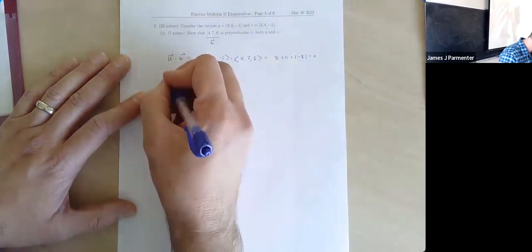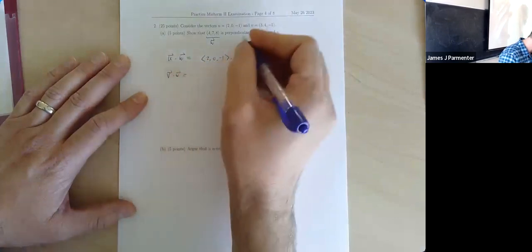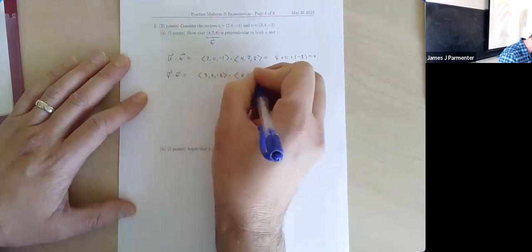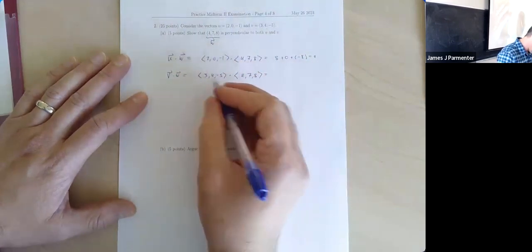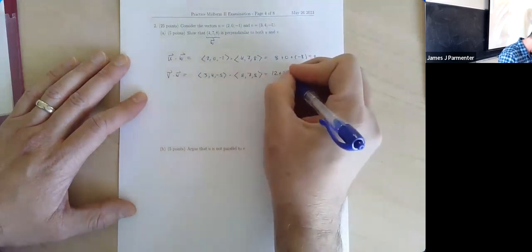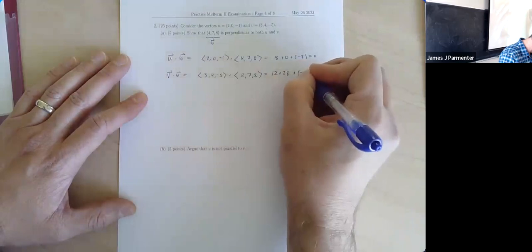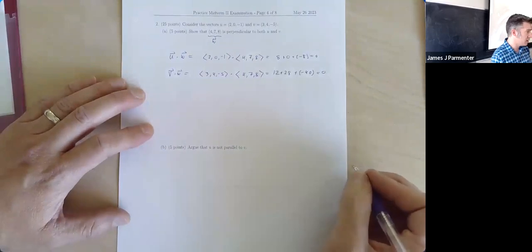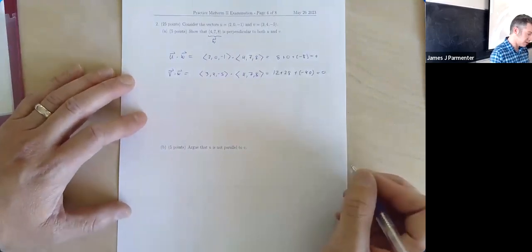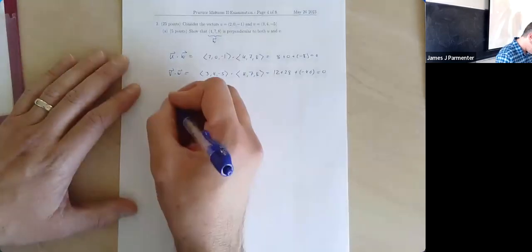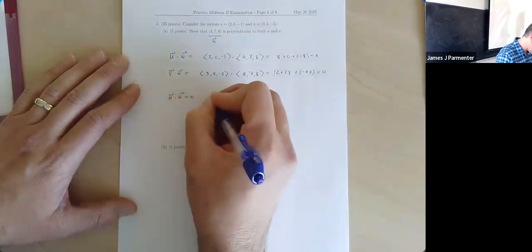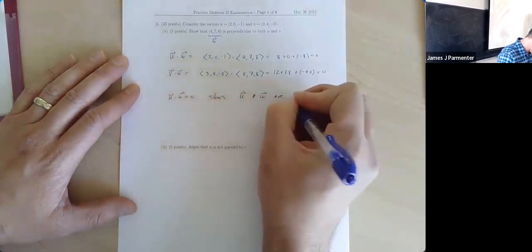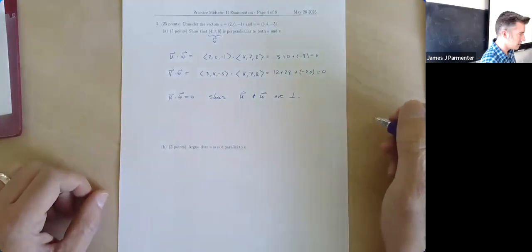And v dot w is equal to 3, 4, -5, dotted with 4, 7, 8. That's going to be 3 times 4 plus 4 times 7 plus -5 times 8, which is -40, which is also 0. And that shows it, right? We know that if u dot w is equal to 0, then they're perpendicular. You might write that down: u dot w equal to 0 shows u and w are perpendicular. And the same thing for v dot w.